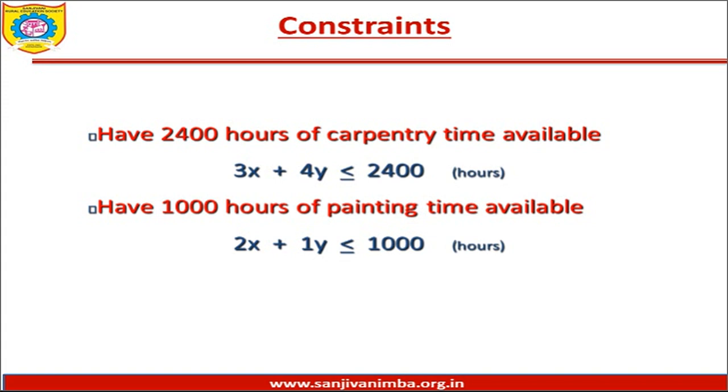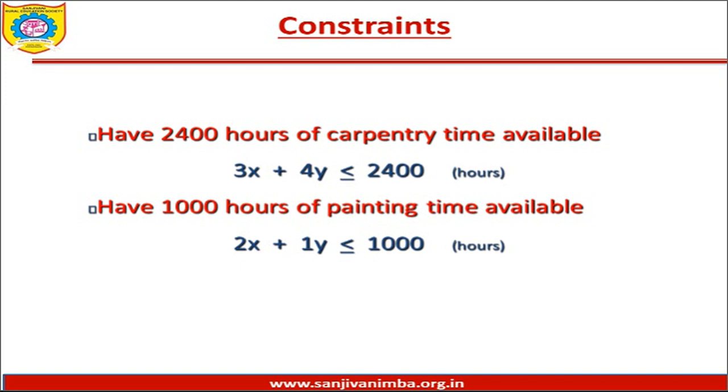Getting my idea? Secondly, आपको पेंटिंग के लिए सिर्फ 1000 घंटे दिए गए हैं and for doing one table you require 2 hours of painting. So for x tables you require 2x total hours of painting. And for manufacturing one chair you require 1 hour of painting. So for manufacturing y number of chairs you will be needing 1y hours of painting. So the total hours of painting required would be 2x plus 1y. पर ये 1000 घंटे से ज्यादा नहीं हो सकता है. So the equation goes 2x plus 1y less than or equal to 1000.